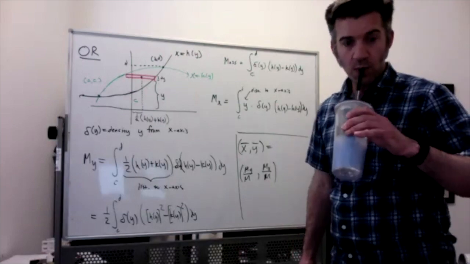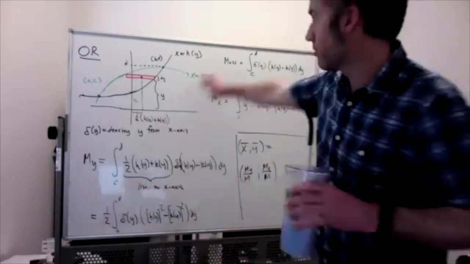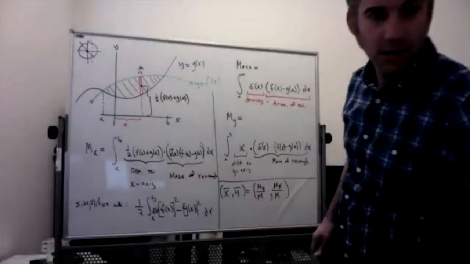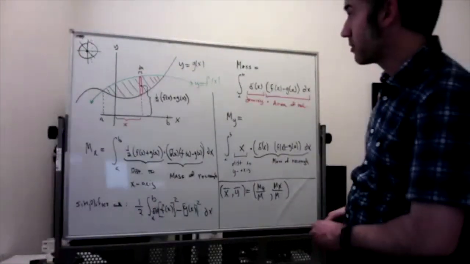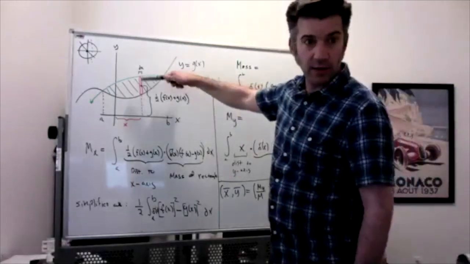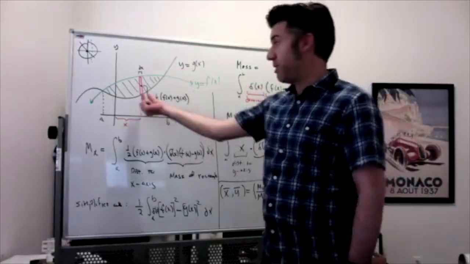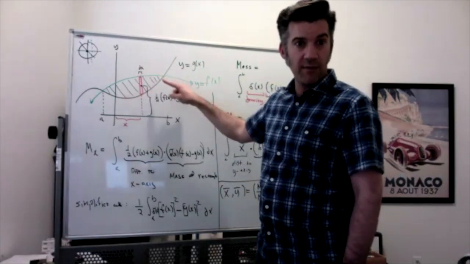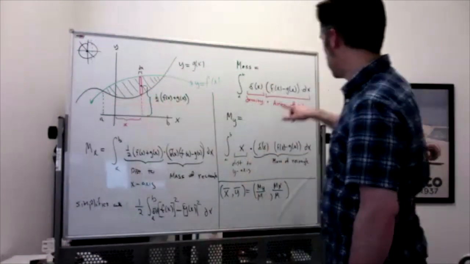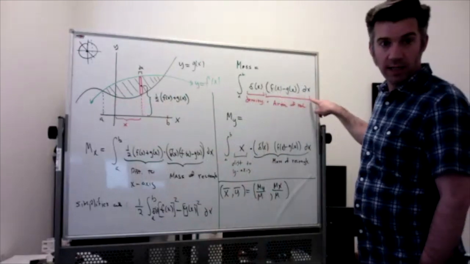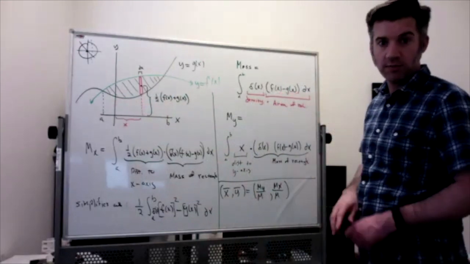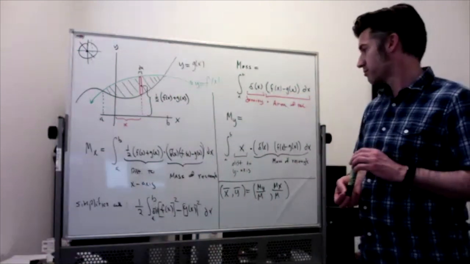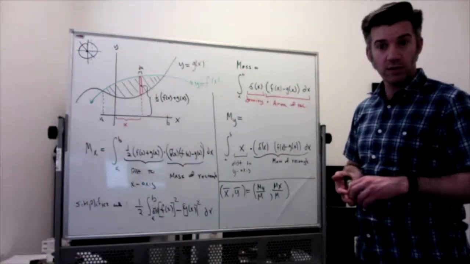On the other side of the board, to find mass, it was density times the area of the rectangle. Oh, the rectangle? Right. This rectangle here in red, the area is the base, which is dx, times the height, which is f minus g, which is exactly what we have right here. dx times f minus g. Other questions?